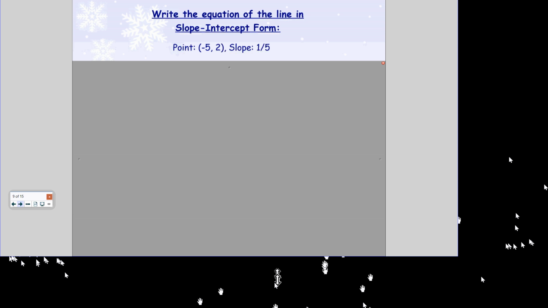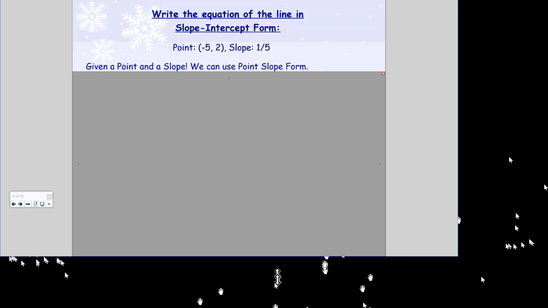But because we have a point and a slope, I hope you can recognize that the most natural linear equation form to write in would be point slope form. So let's start there. Let's start by writing this in point slope form. Take a moment, set up your point slope form equation, and fill in these pieces of information into it. So go ahead.